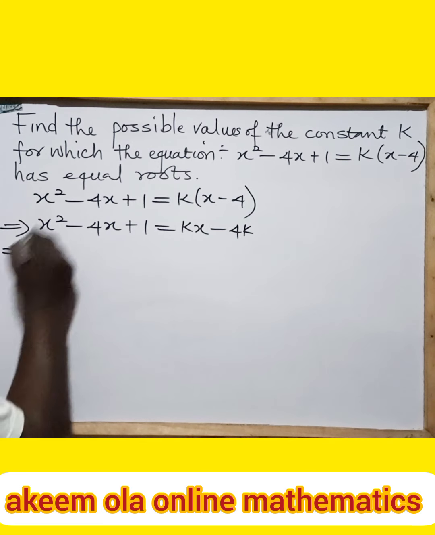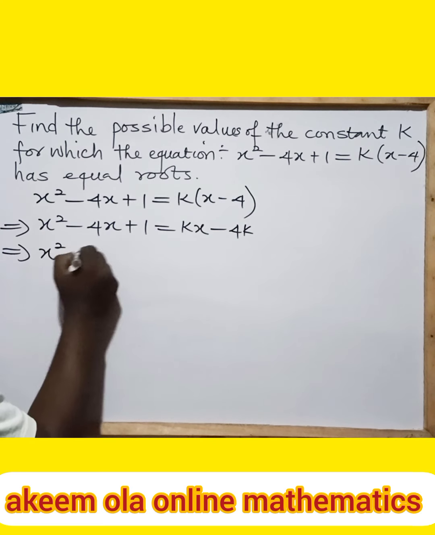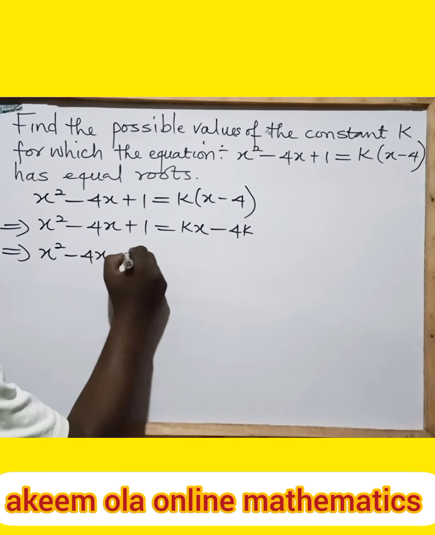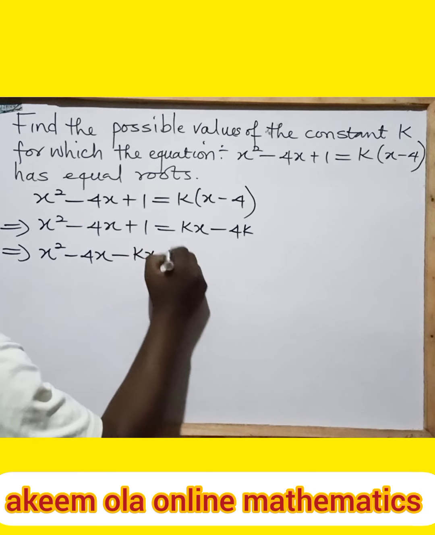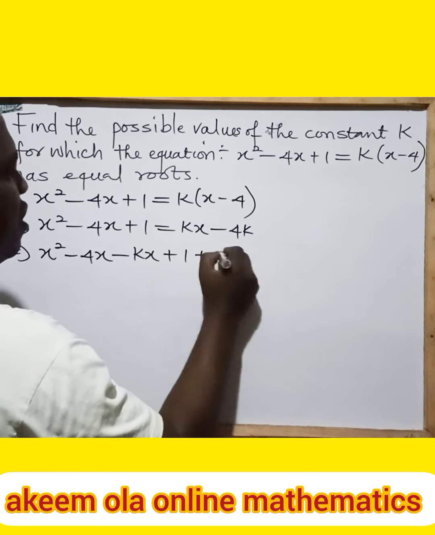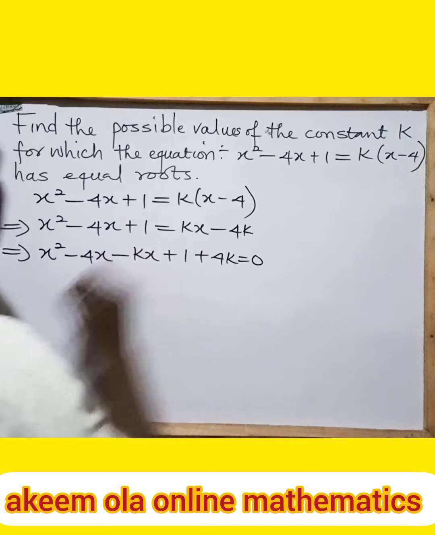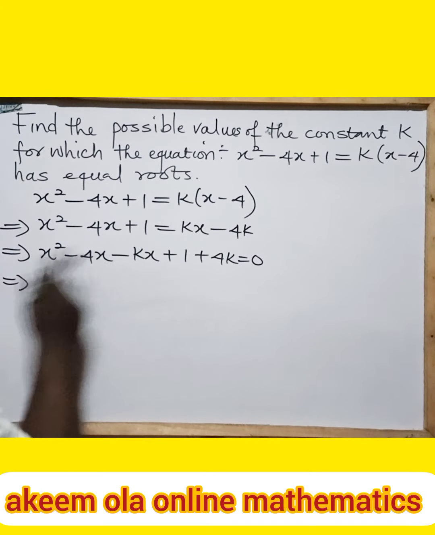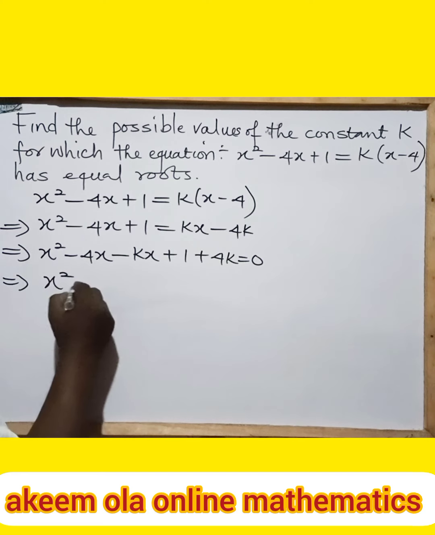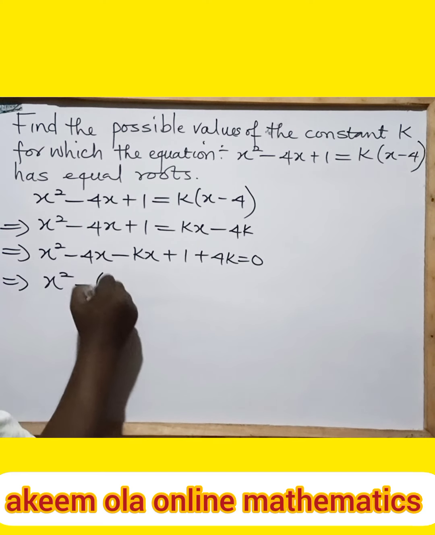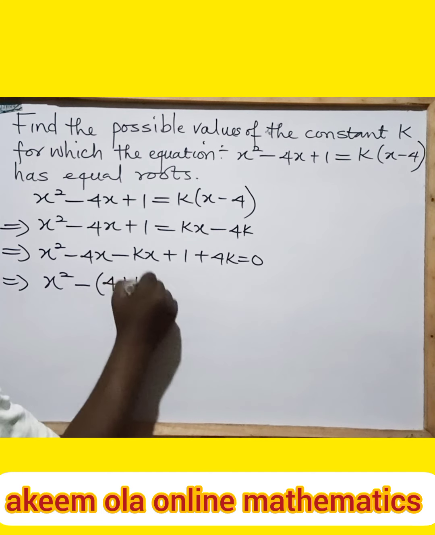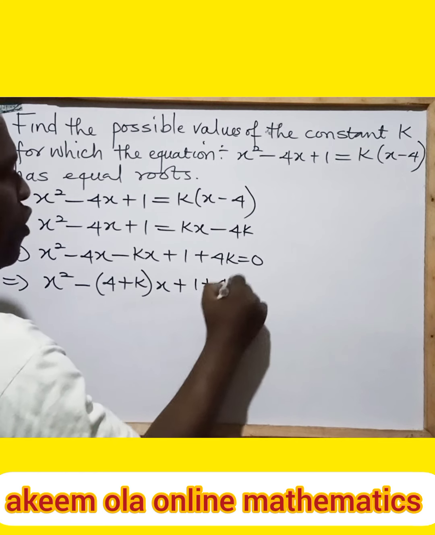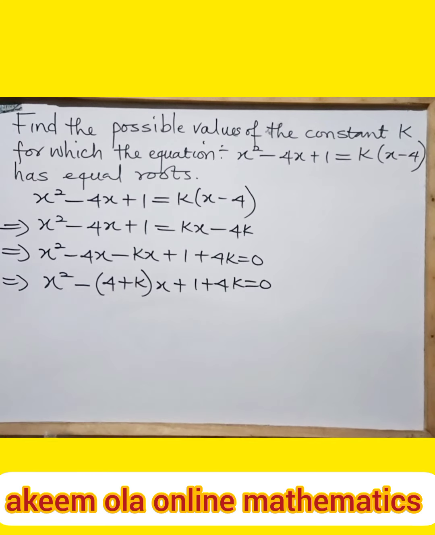That means we will have x squared minus 4x. Then this one will come here, minus kx, plus 1. This one will come here, plus 4k is equal to 0. From there, you will observe that x is common to this one. You can move the x out. That will give us minus into 4 plus k, then the x that is common, then plus 1 plus 4k is now equal to 0.